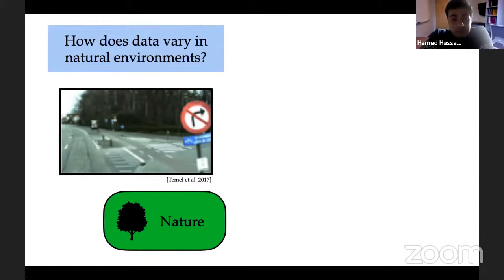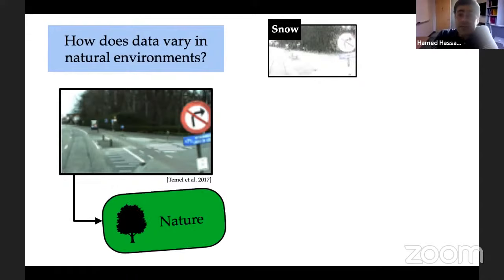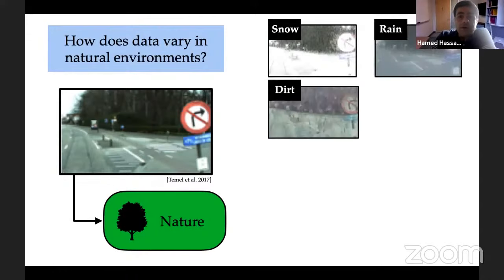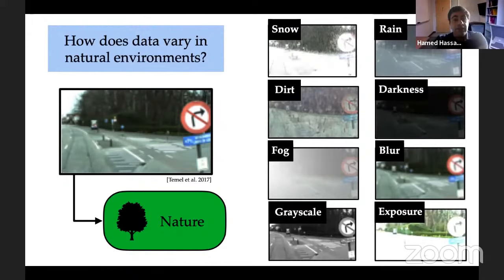However, in natural environments, you don't exactly see an image typically on a sunny day. Oftentimes, there is some level of natural variation added to it. For example, one example of natural variation could be snow. So the picture on the right is exactly the same scene, same street sign, but taken on a snowy day. These two pictures, the one on the right and the one on the left, somehow correspond to each other. They are the same in terms of semantics, same street view, same street sign. However, they differ in terms of the natural variation. Another source of natural variation could be, for example, rain. Or there are many others, like dirty camera lenses, darkness, fogginess, blurriness, grayscale, exposure, and so on.